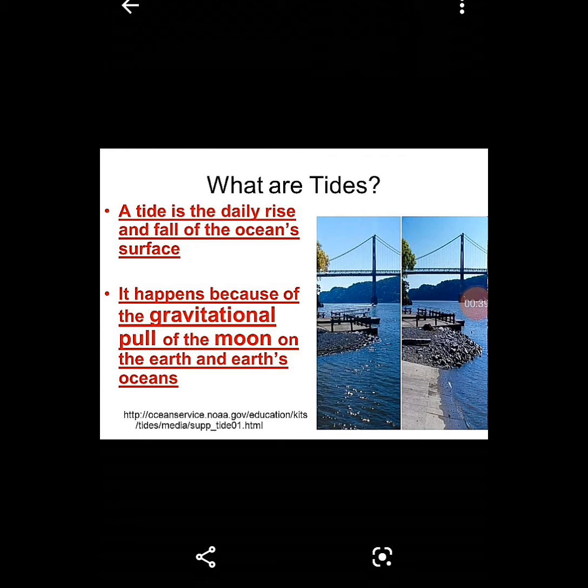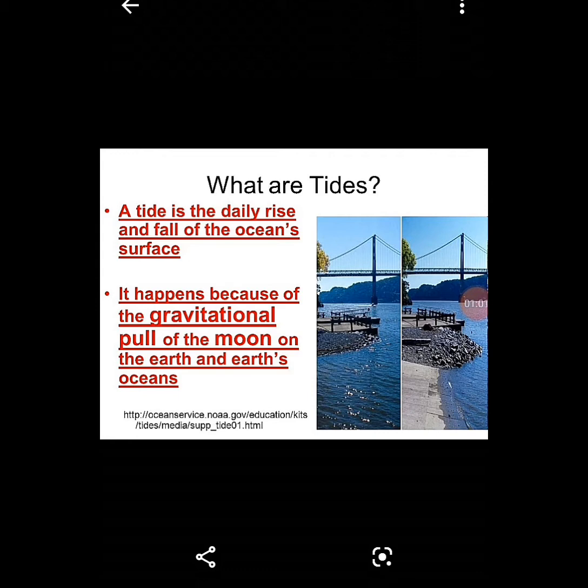Look at the picture. In the first one, we have a high tide, right? Look at the level of the ocean. And the second picture shows the low tide. So they are opposites for the same place, for the same location.